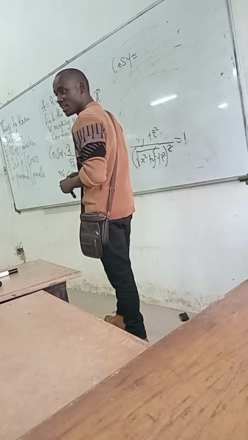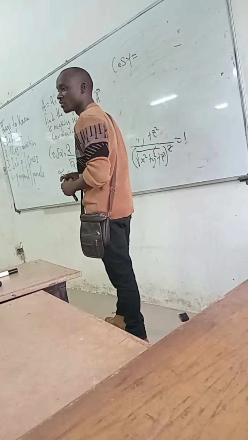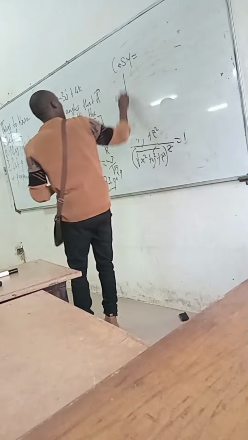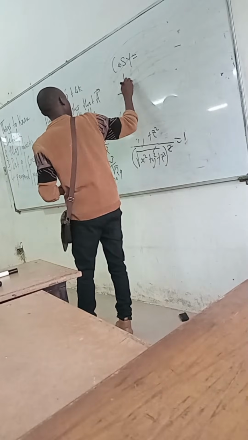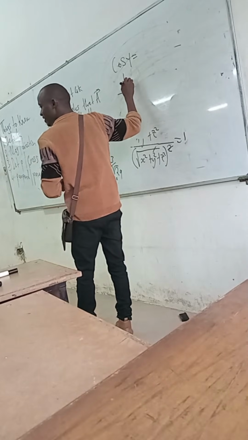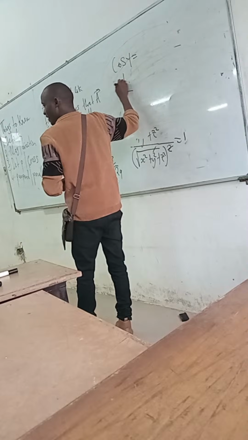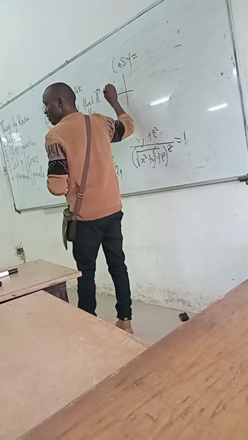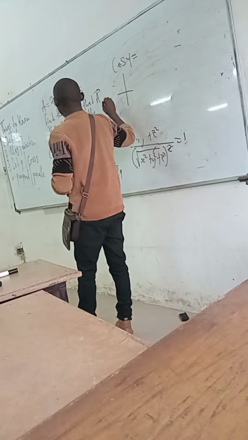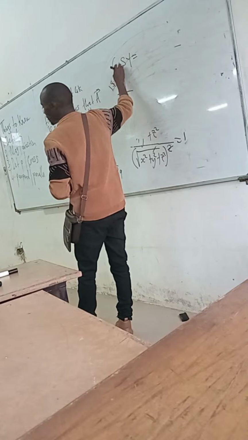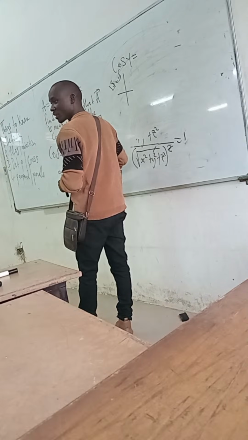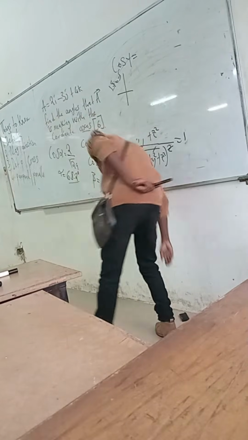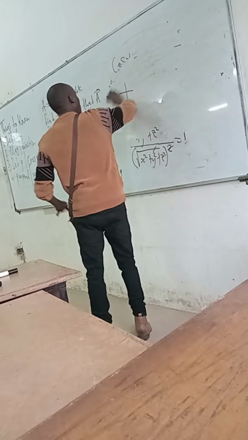Ask yourself, where is cosine negative? In the second quadrant cosine is negative, which means you subtract from 180 the reference angle you get. You get it? If you go back to the top, guys, you are grown-ups.